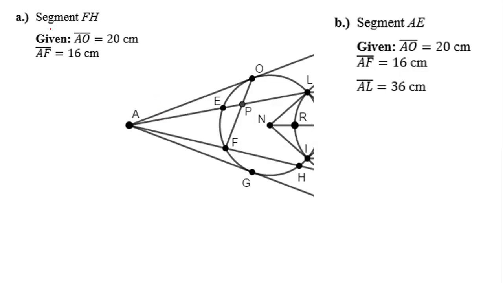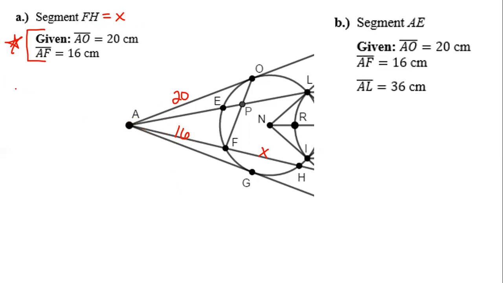Okay, so for A, I'm looking for segment FH. That's my unknown. That's what I need to find. Here's the given information that I need in order to find segment FH. So I have changed the length of AO to 20 and AF to 16. And again, I'm asked to find FH.